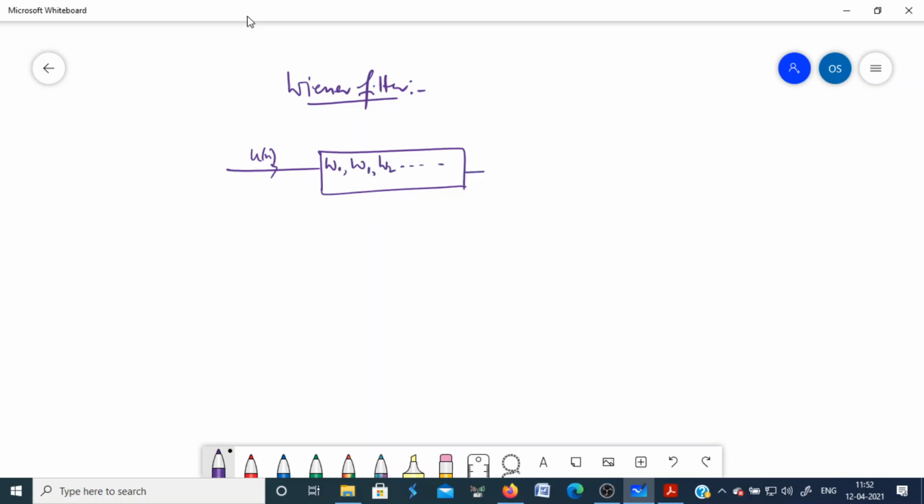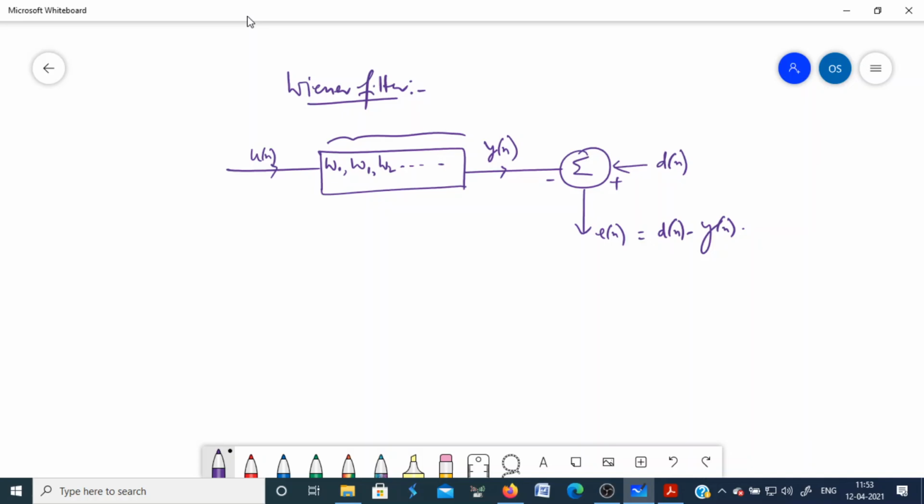Okay, we were discussing the Wiener filter. So we have defined the problem statement in a Wiener filter like this: given an input sequence u[n] to a discrete time linear filter with some filter weights w0, w1, w2 and so on, this filter produces the output y[n], and then you have a desired response sequence d[n], and you compute the error sequence by finding the difference between d[n] and y[n].